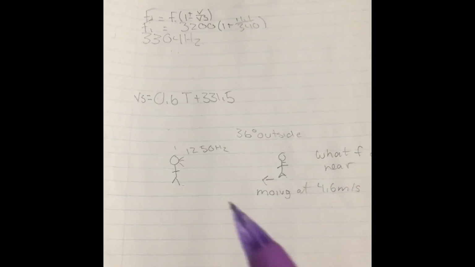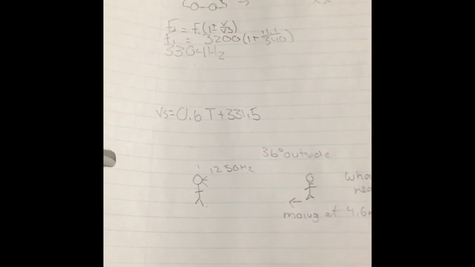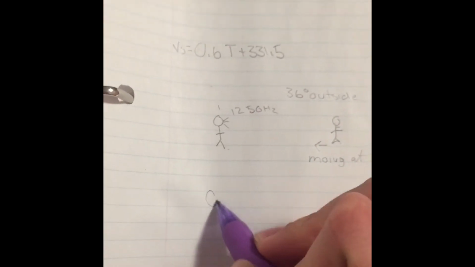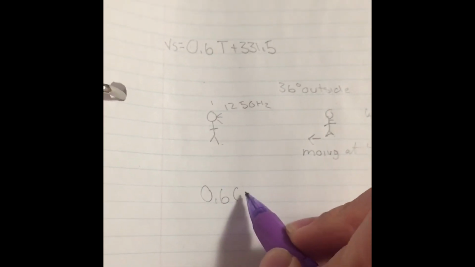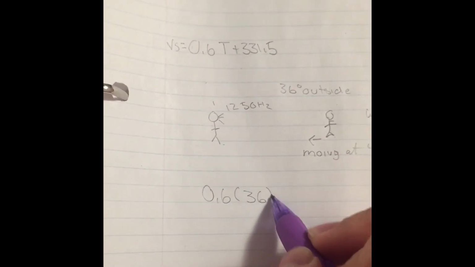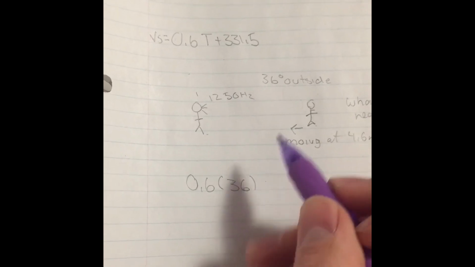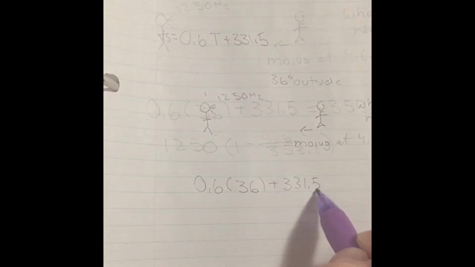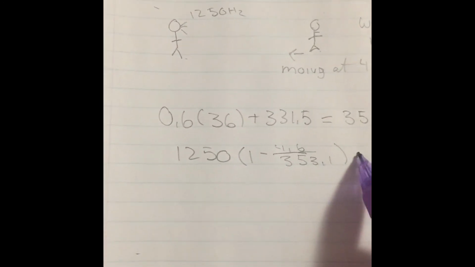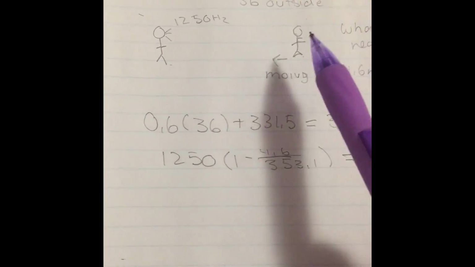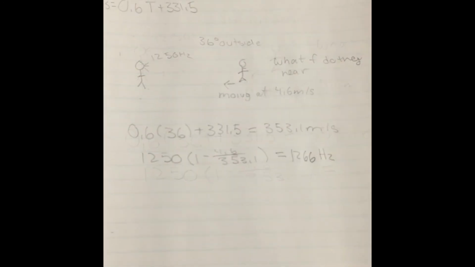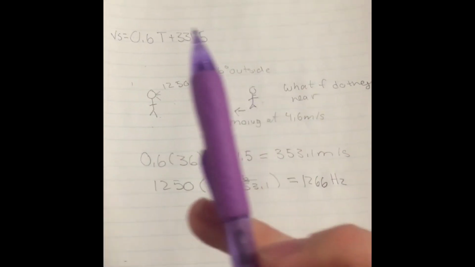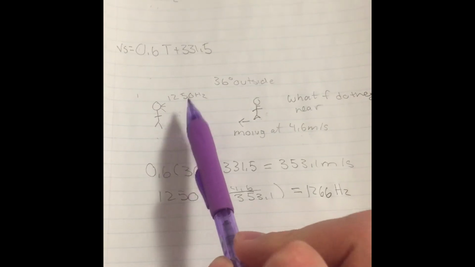So, we know that it's 36 degrees outside, so we're going to plug this into our formula. We're going to go 0.6 multiplied by 36 plus 331.5. So this is going to equal the speed of sound, and then we use it to find the frequency this person is hearing, even though they are speaking at 1250.